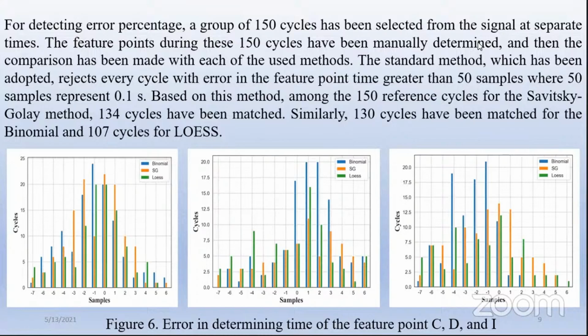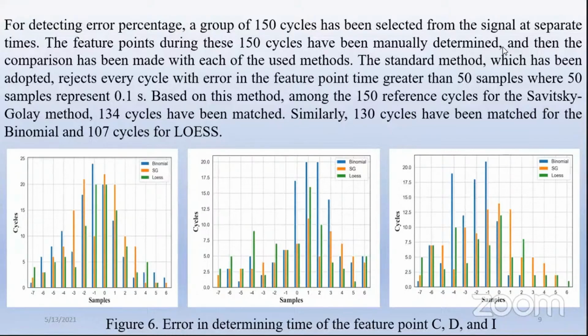And similarly, 130 cycles have been matched for the binomial and 100-something cycles for Lewis. From these results, we can say that Savitsky-Golay and binomial are best for our research because we found these 3 points in the larger amount of cycles. But how can we judge which method, Savitsky-Golay or binomial, we have to use in our algorithm?